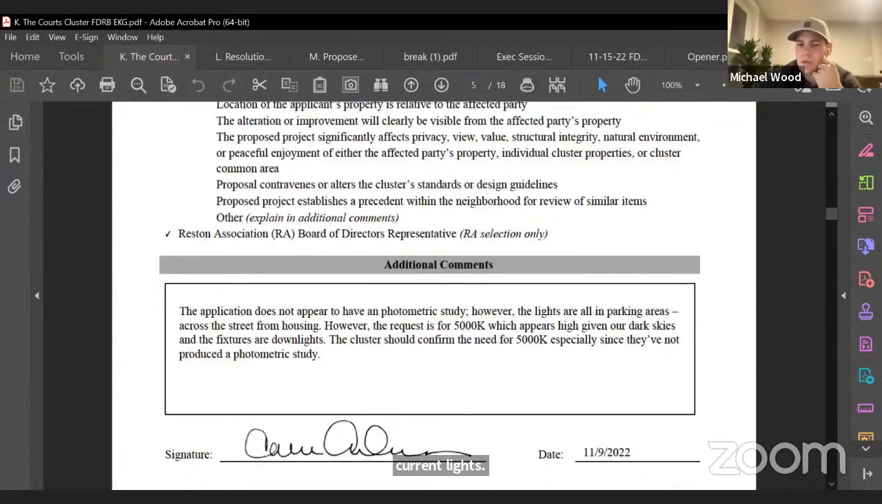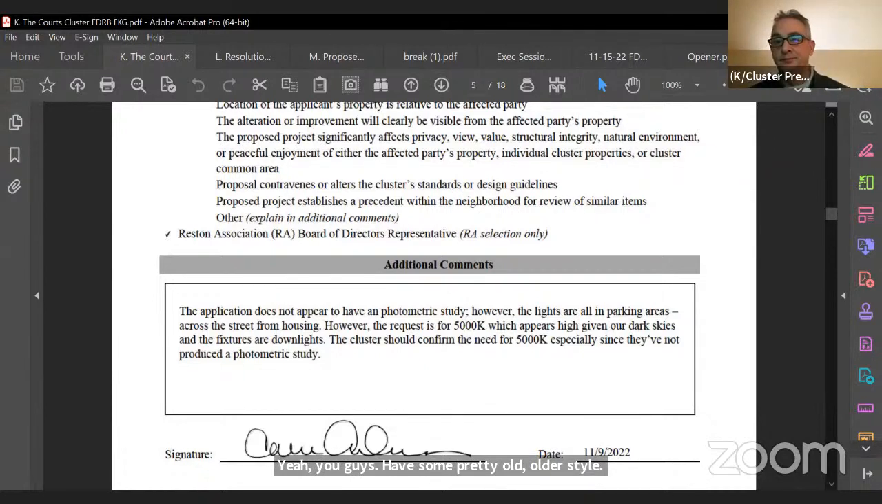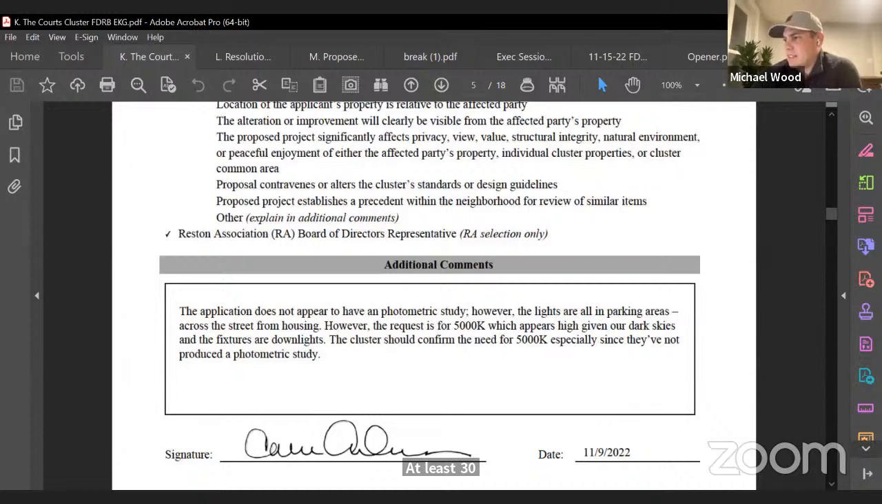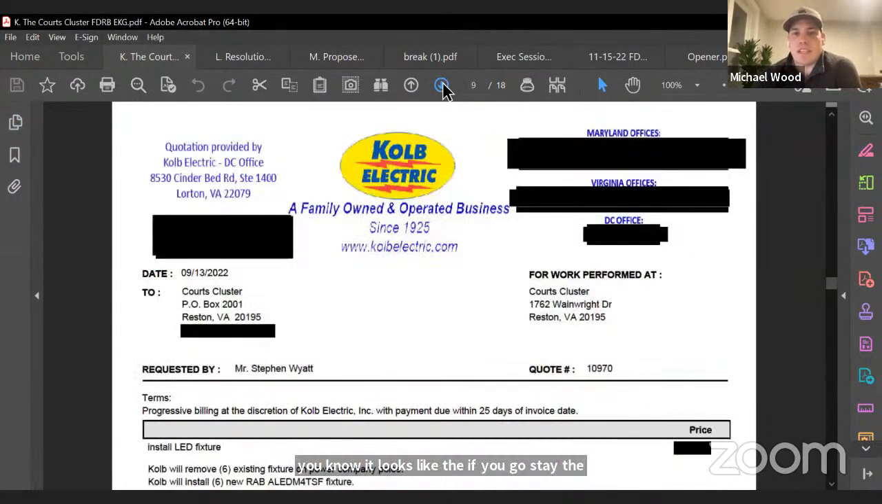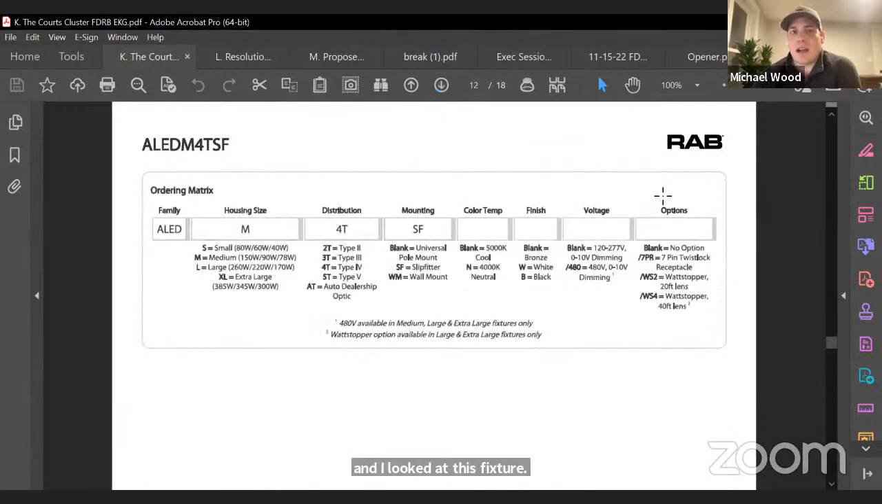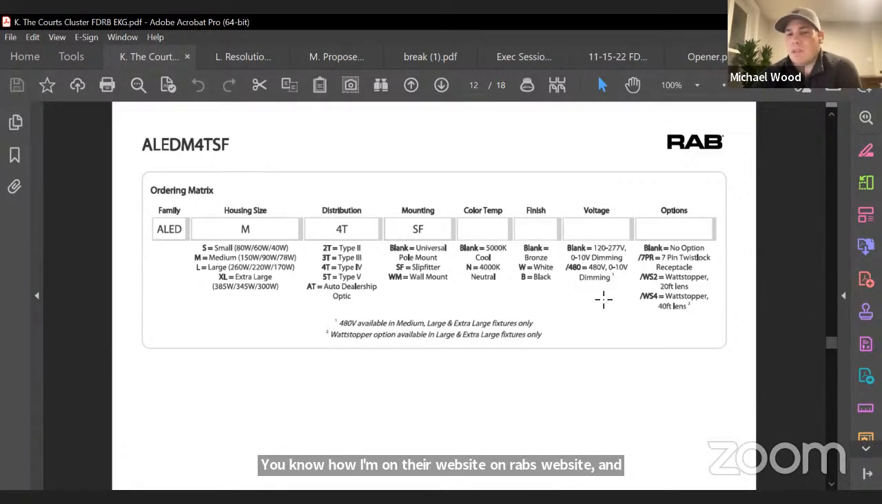Yeah, you guys have some pretty older style shoebox fixtures. We do. So one thing that I'm looking at is, if you go to slide 12, I looked up this fixture, and it has the photometric online. The photometric does not need to be super complicated, just for the record. I'm on RAB's website, and you can see basically what the light output looks like. It's just a bunch of squiggly circle lines, and you can put that right on your map here, showing where this light is going to be shooting out and where it spills over.